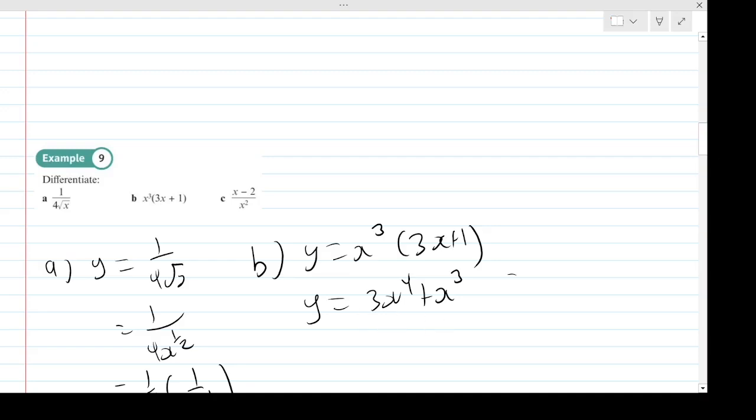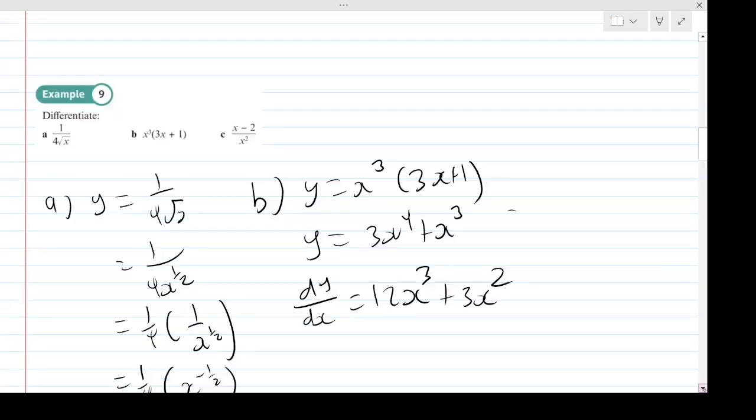So if I do that, then dy dx. So 3x to the 4, the 4 brought to the front. That's going to be 3 times 4, which is 12, x. Then we knock one off the power, so 4 minus 1 is 3. Then we differentiate x cubed, so we bring the 3 to the front, and then we knock one off the power, which should be 2. And there we are.